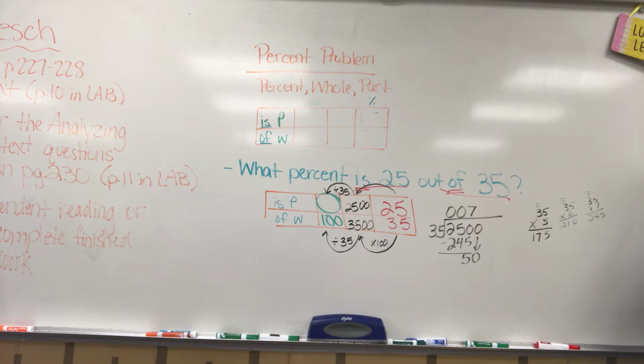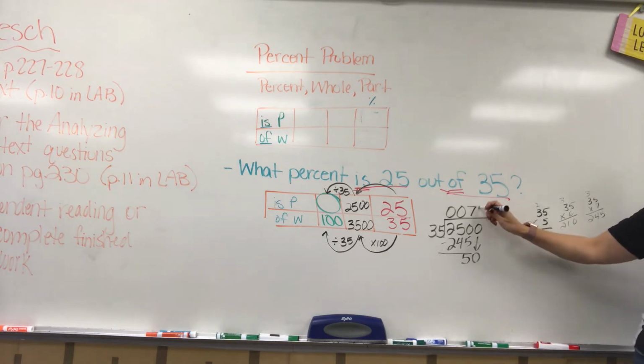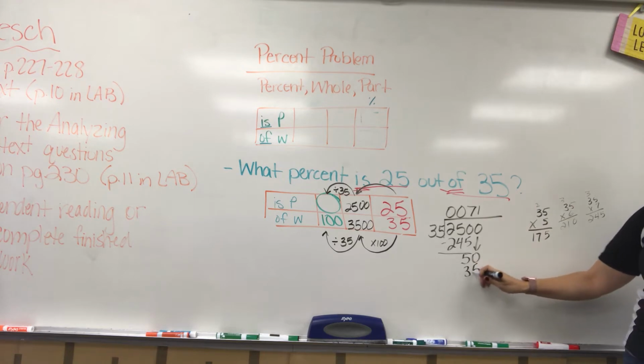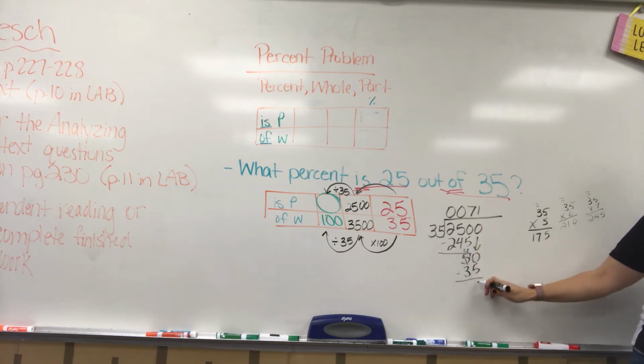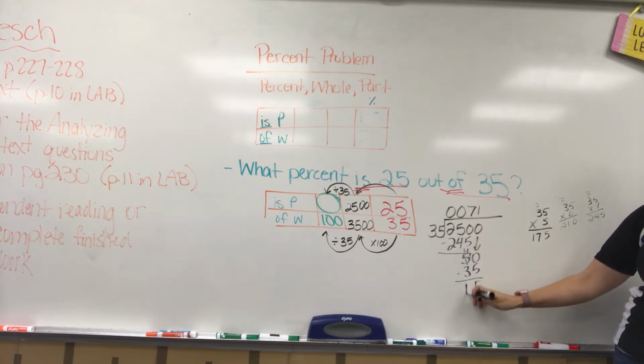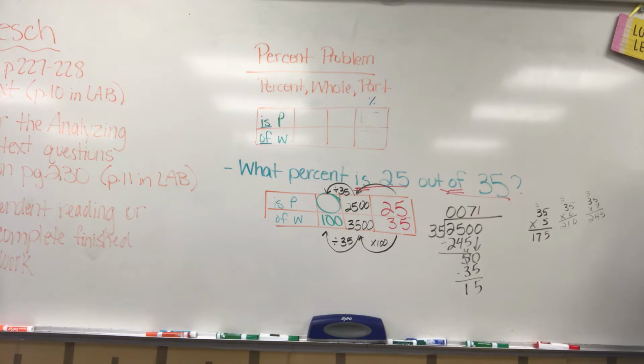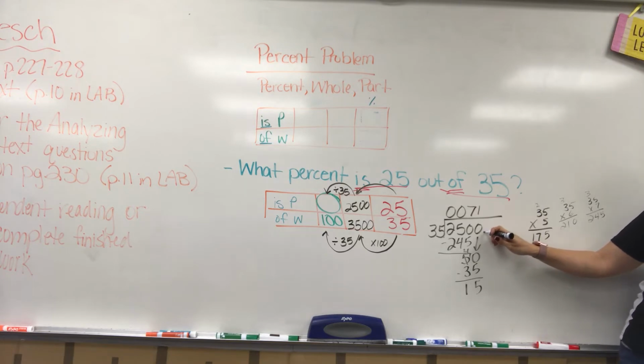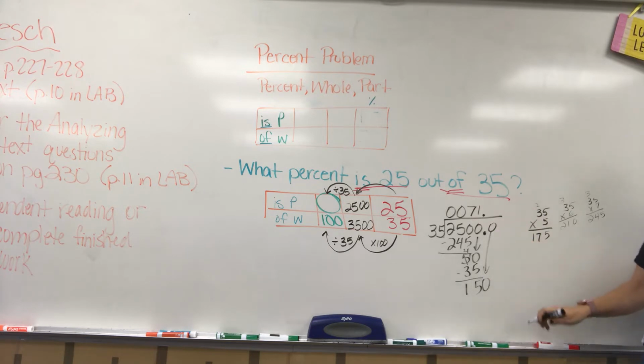Whew, now I've got 50. So 35 does go in, but only once. One time. So that's 35. Subtract and you get 15. Woo, this is like never ending. This is horrible. If I annex a 0, what do I have to do? We have to put a decimal there. Annex a 0. Drop it down.